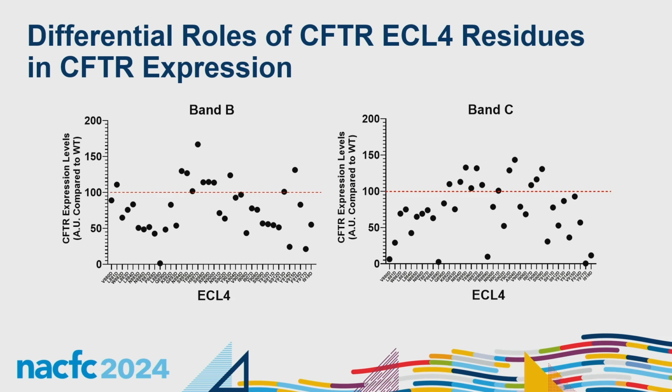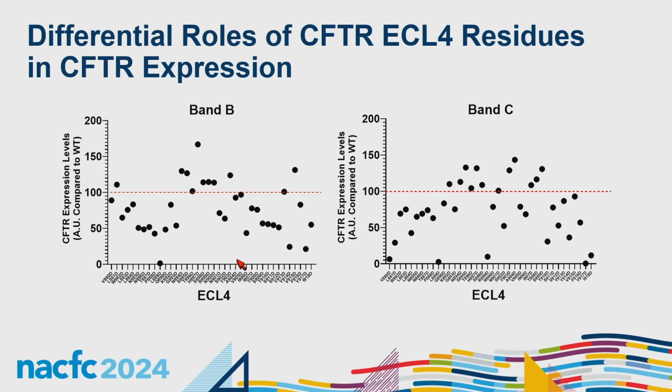And the interesting thing is that mutation of the amino acids in the middle region, the hydrophilic area, has higher CFTR expression, suggesting that amino acid mutation to aspartate in these positions probably promotes CFTR expression. And therefore, the original amino acid in this region is probably important to mediate CFTR degradation.